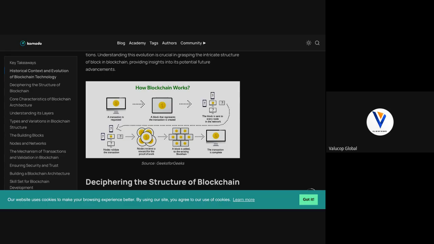And when they initiate it, a block is formed. Now we're looking at how this happens digitally. This block represents the transaction that is created. This block will now go to every node. These nodes are like all the computers in that network. What are they going to do? These different computers are going to verify that the transaction is valid.